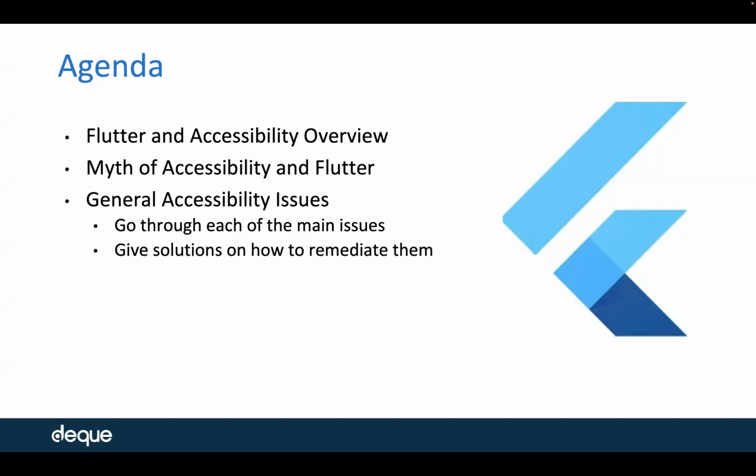So today's agenda: Flutter and accessibility overview. What is Flutter basically? Flutter is an open source UI framework developed by Google. Using Flutter, we can implement applications for Android, iOS, macOS, Windows, etc. It has a portable library that communicates with each and every operating system, which means we write the code once and can run it on different operating systems, for Android and for iOS also.